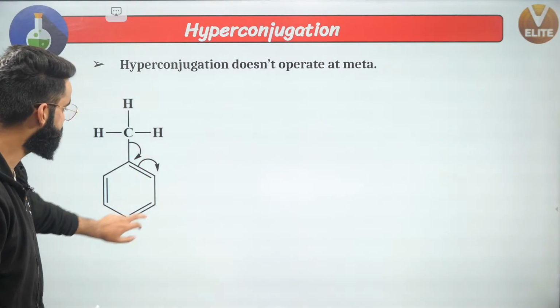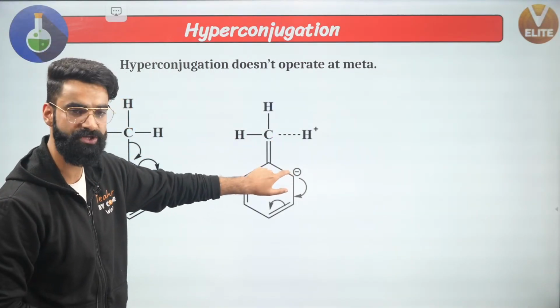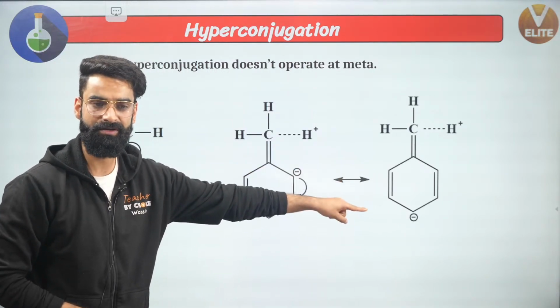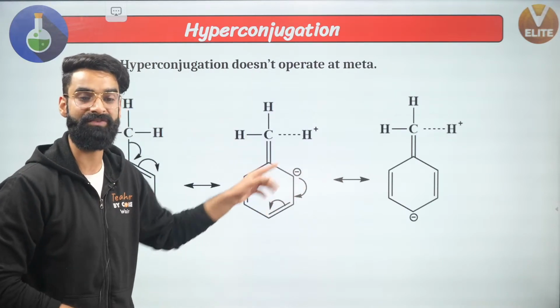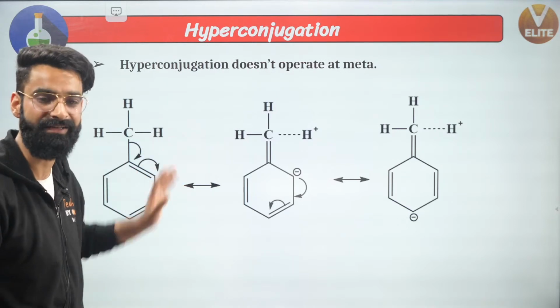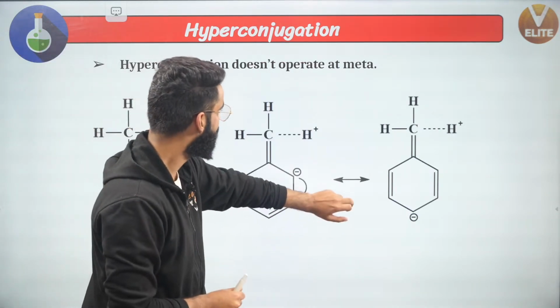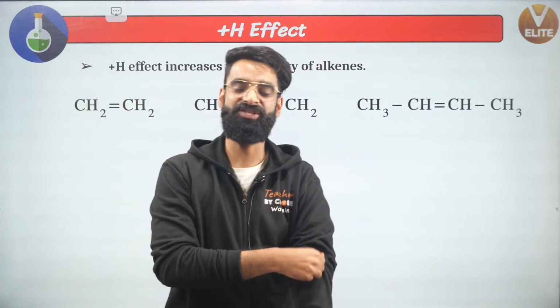Well, let me show you its exact structures. This is structure number 1, where the negative charge is at the ortho position. This is the second structure, where the negative charge came at the para position, due to the resonance. So negative charge is not being generated at the meta position. So I'll say hyperconjugation is not being operated at the meta position, right? Perfect. Wonderful. One more important thing, this plus H effect, right?